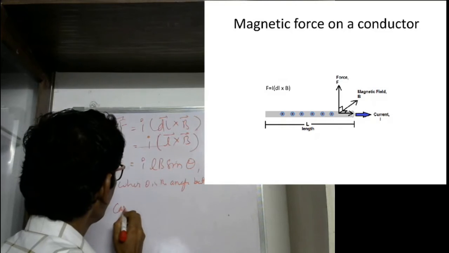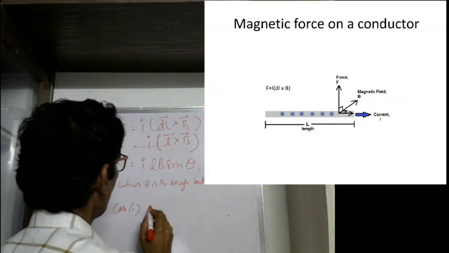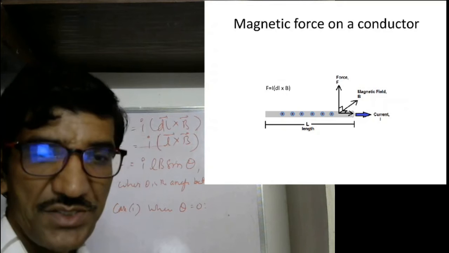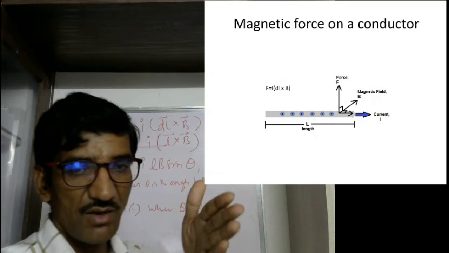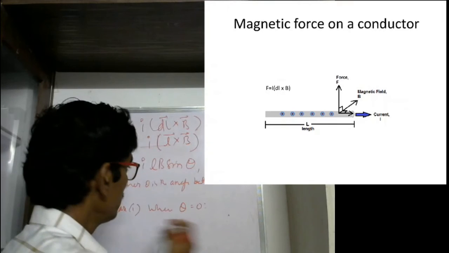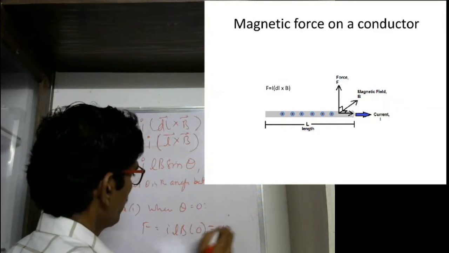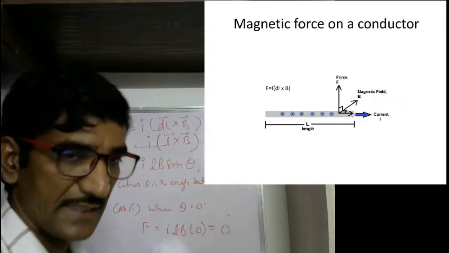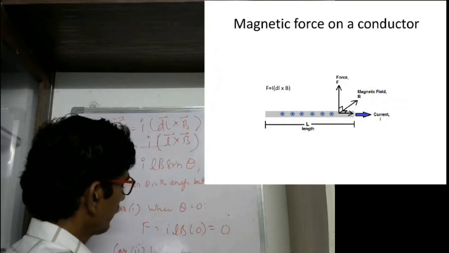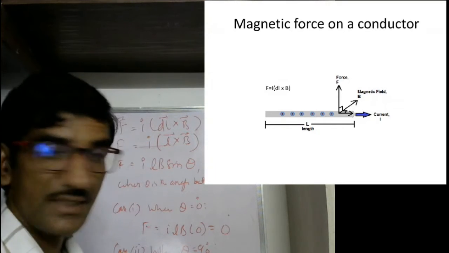Now case 1, when theta is equal to 0, that means your wire is along the magnetic field lines. Then sin 0 is 0, so your force will be I L B times 0. This will be 0. No force acts on the conductor. Next, let us go for case 2, when theta is equal to 90 degrees. Then sin 90 is 1.